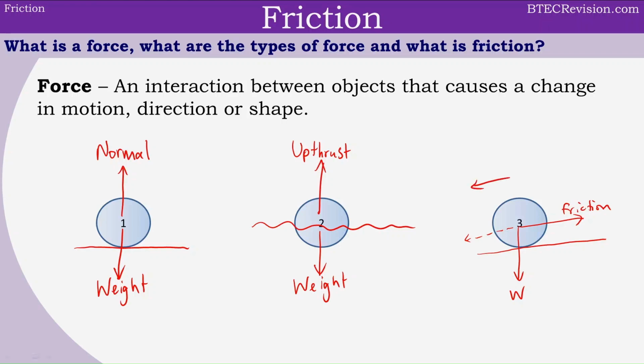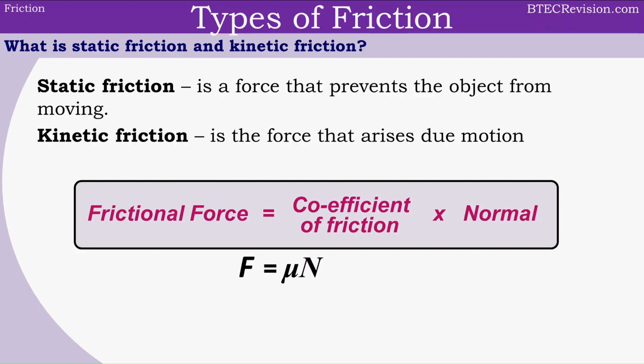Let's say the ball starts moving with a constant velocity. Now, the friction is going to be called kinetic friction. Kinetic friction is the force that arises due to motion. And we can calculate static friction or kinetic friction using this formula below. This frictional force is going to be equal to the coefficient of friction multiplied by the normal.